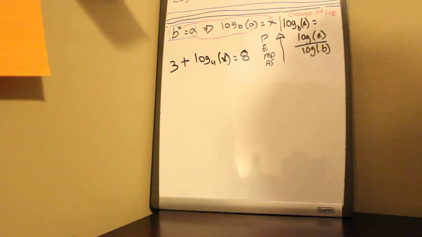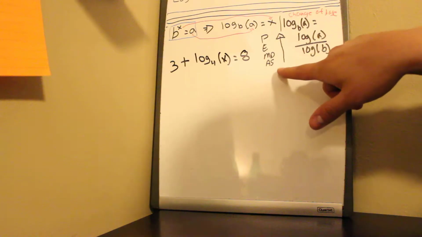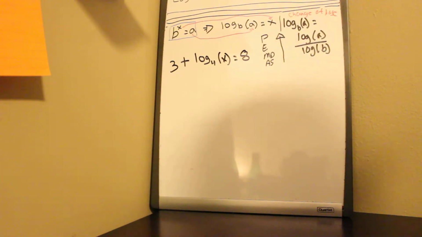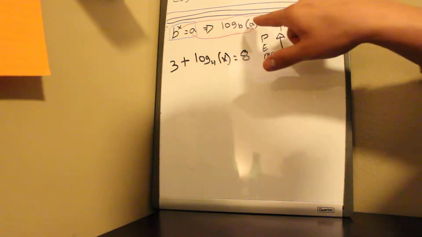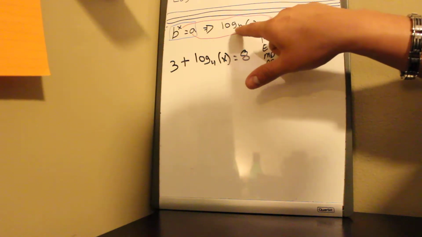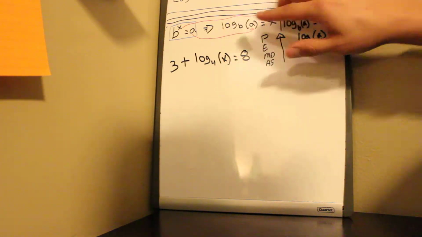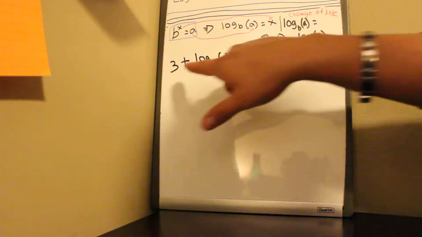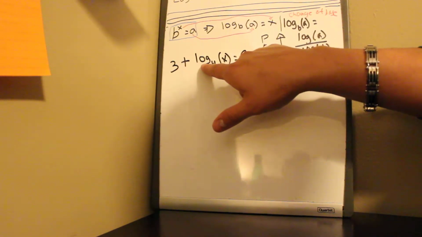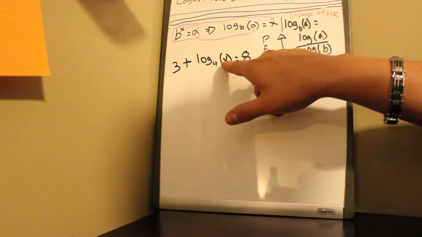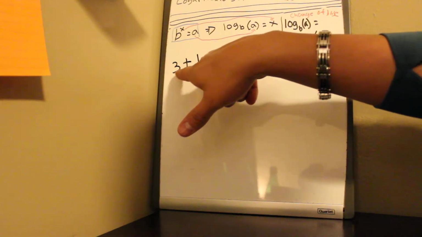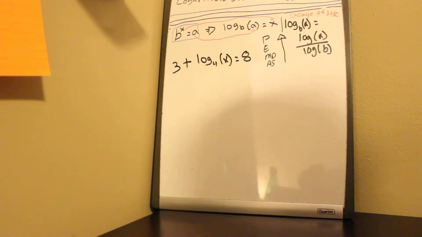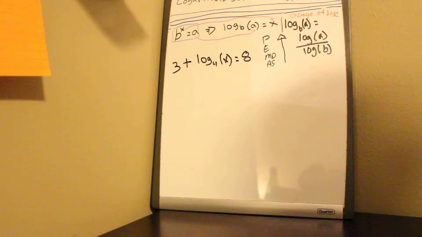All right. Now, just like before, we always want to go up this chart. As you can see, in order for us to use this property, we need our log of base a to be by itself. There should be nothing there. Well, in this problem, we have log base 4 of x, but we have this plus 3. So we want to undo that. We want to subtract 3 from both sides.